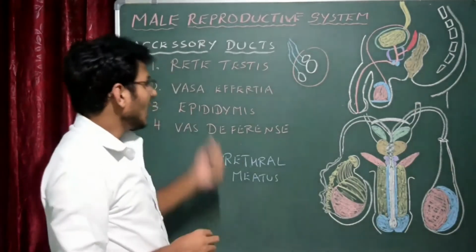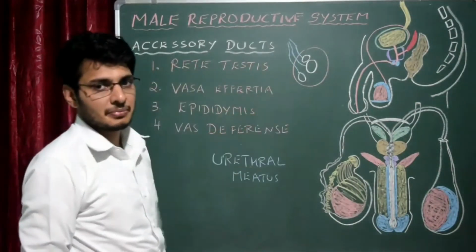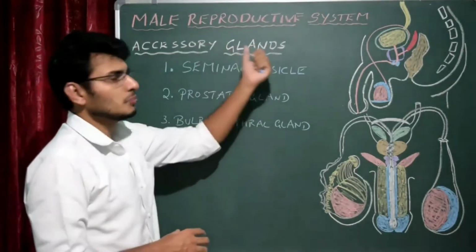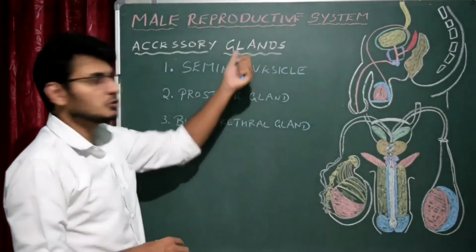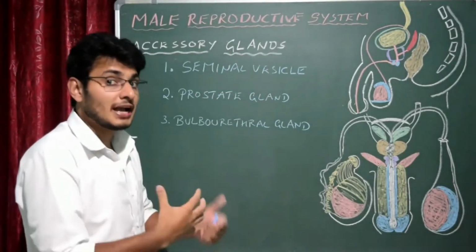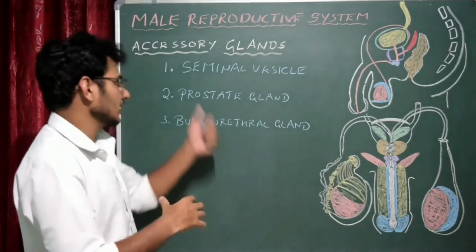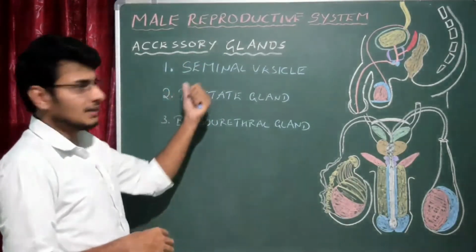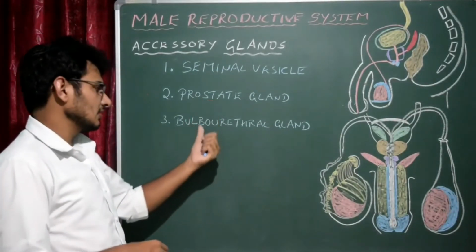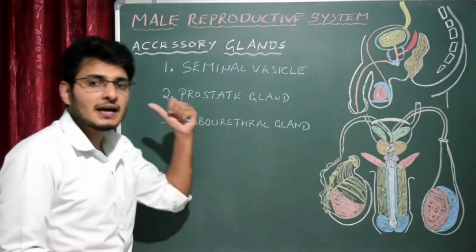Now we'll talk about accessory glands. I'm talking about the special exocrine glands, which play an important role in secreting certain substances that help the sperms. The first accessory gland is the seminal vesicle. The second is the prostate gland, and the third is the bulbourethral gland.